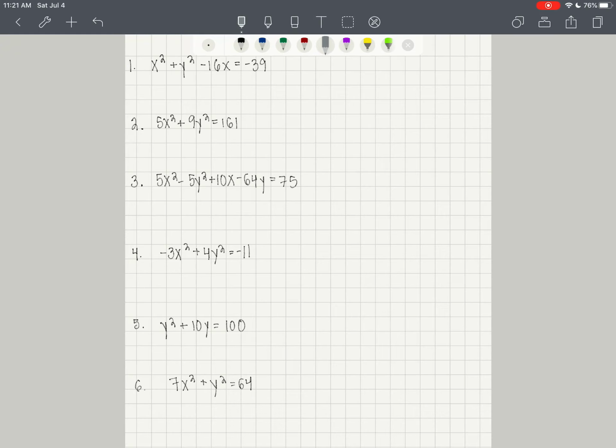What conic section is it? Is it a circle? An ellipse? A hyperbola? Or a parabola? Which one is it? Name the conic section.